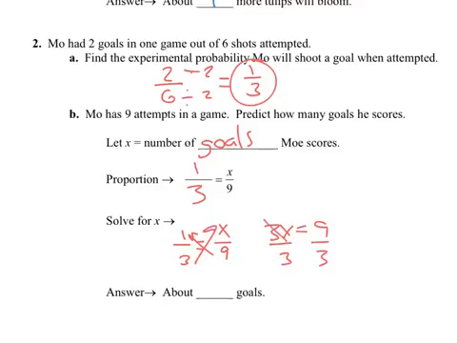So multiplying by 3 and dividing by 3 cancels out, and that leaves me with x equals 9 divided by 3, which is 3. So about 3 more goals. All right, let's go ahead and jump to the backside.